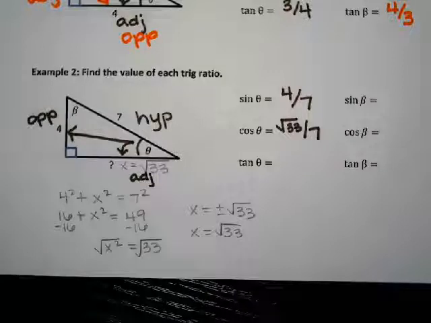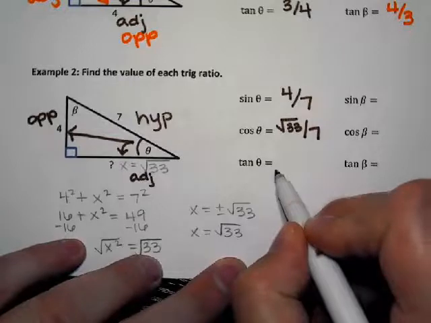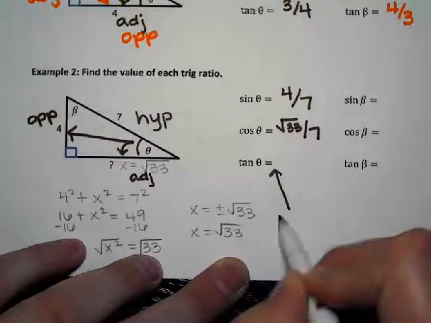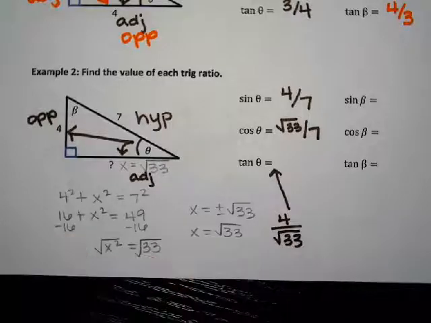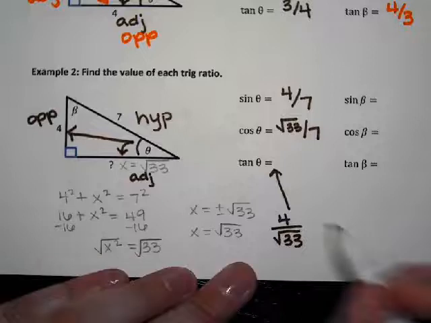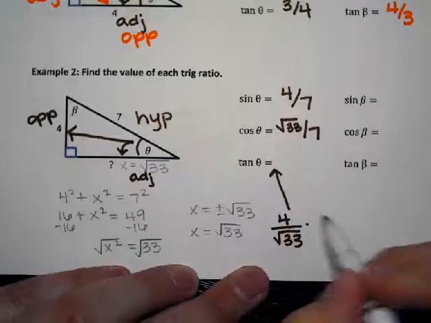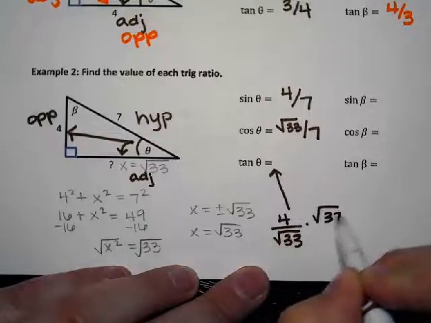Okay, so I'm going to write an arrow down here. So we had 4 over root 33, and then we went, no, we can't have that. So how do we fix it? Multiply by what? And then what does that give us?